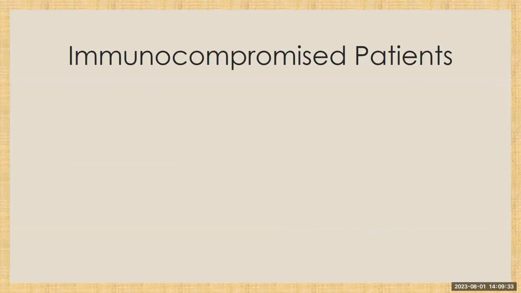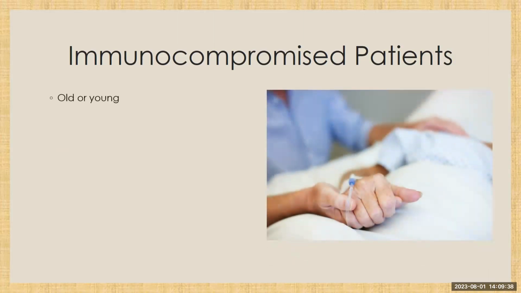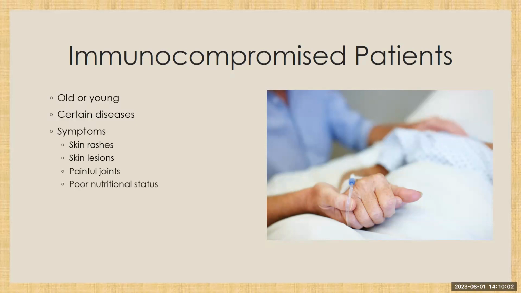Our next group is immunocompromised patients. Typically, these patients include the old or very young. There are also certain chronic diseases that target the immune system and decrease the body's ability to fight off infection. The immunocompromised patient may experience symptoms such as skin rashes, skin lesions, painful joints, or poor nutritional status. These symptoms may require physical and emotional support to the patient and the patient's family members.